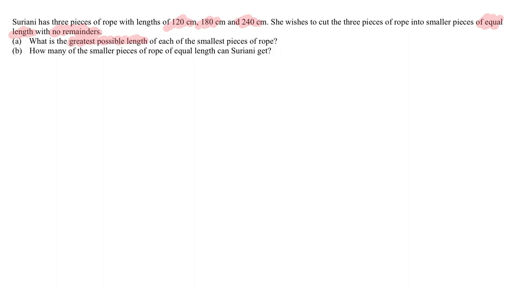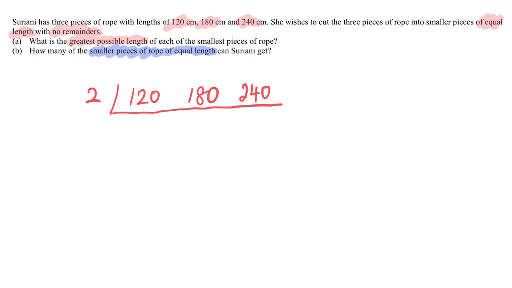After that, we are also required to find how many of these smaller pieces of rope of equal length she can get. So in this case, I would tap on my successive division method. And I'm going to divide by the smallest prime number first.